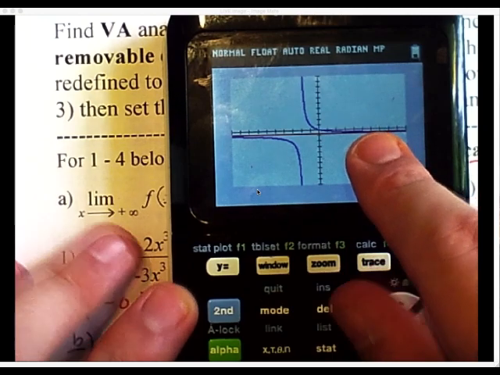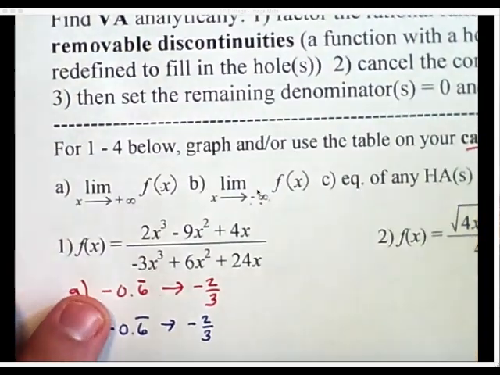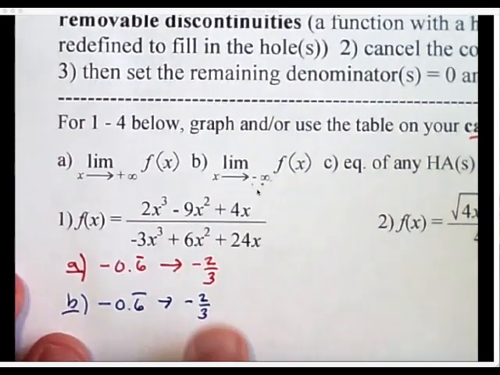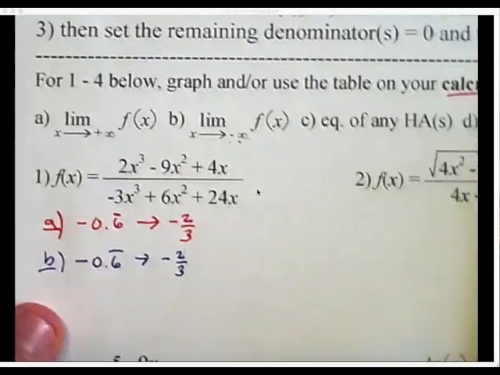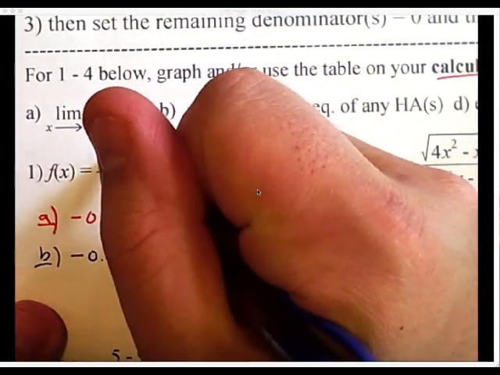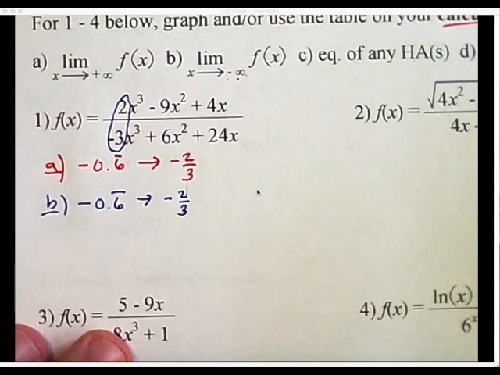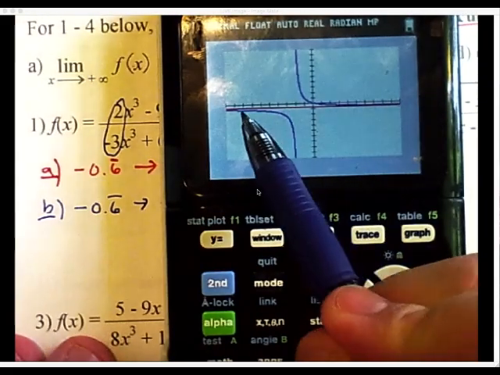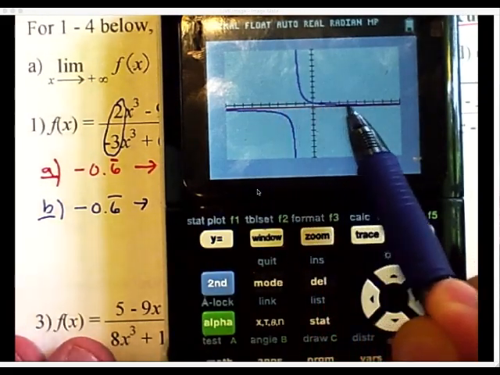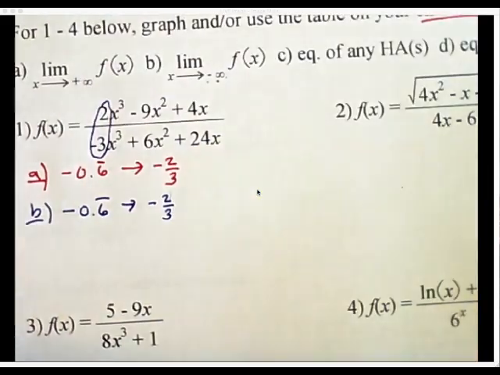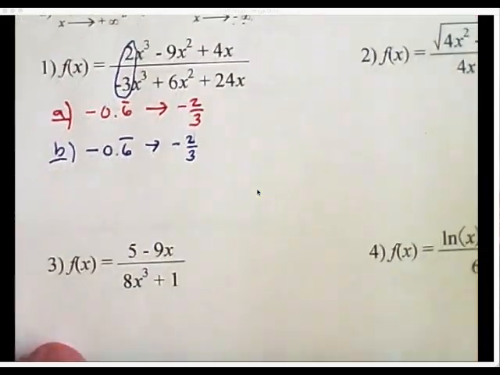Okay, so that's why these limits, as I go towards positive infinity and towards negative infinity, are both negative 2/3. It's not really a surprise. Look at that coefficient right there. That might be a way. So that imaginary horizontal line here in red is the horizontal asymptote. Okay, so that's part C.